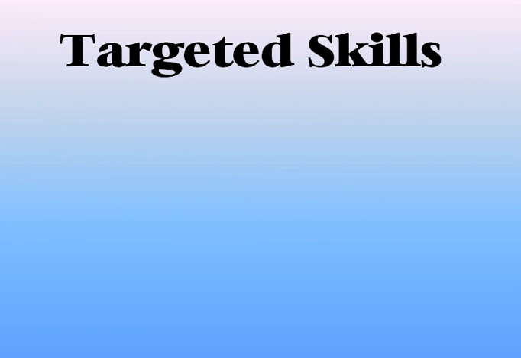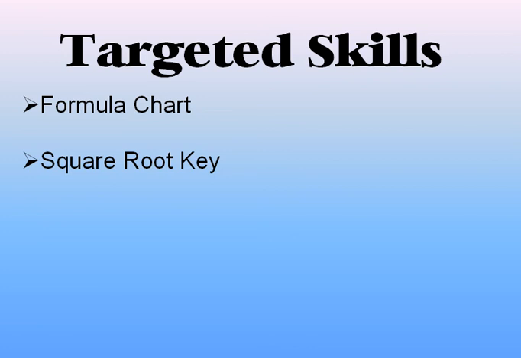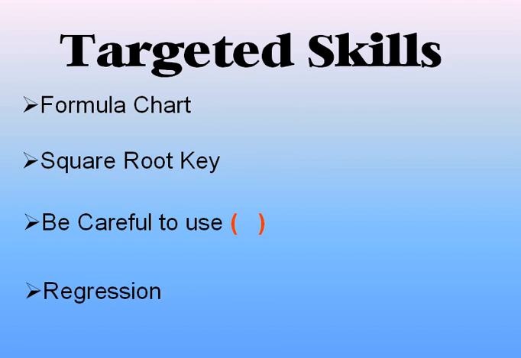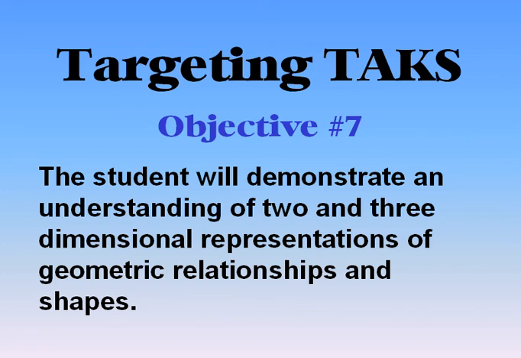In Objective 7, the targeted skills were the use of the formula charts to find the midpoint and distance formula, and the square root key in the distance formula. Be careful to use parentheses when you're grouping numbers together, and anytime you are given points and asked to find the equation of a line, make sure you know how to find a linear regression. This concludes Targeting TAKS Objective number 7. The student will demonstrate an understanding of 2- and 3-dimensional representations of geometric relationships and shapes.